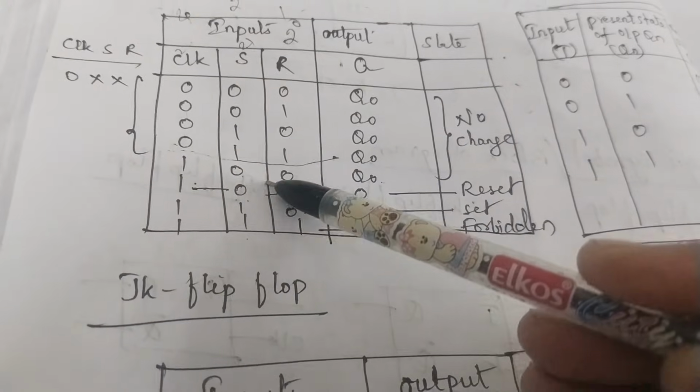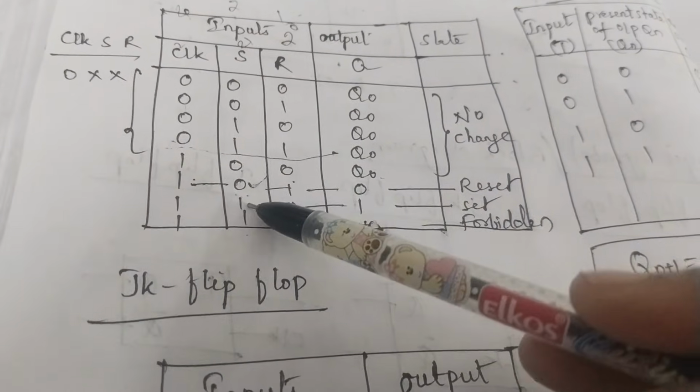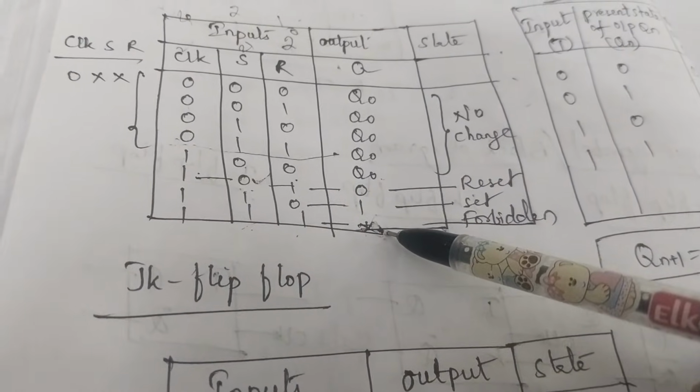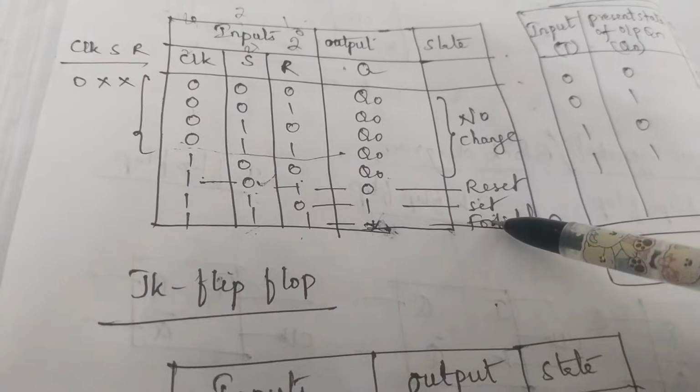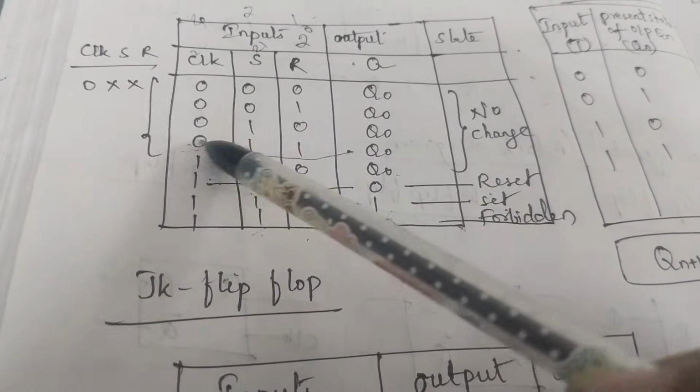See here, the output follows the S input. If S is 0, output is 0. If S is 1, output is 1. If both are 1 and 1, this state is called the forbidden state or prohibited state. So this is an unused state. But in the textbook, you will find a shortcut like this.